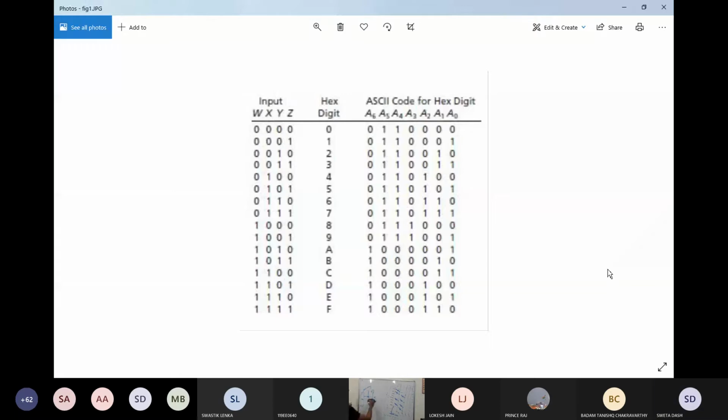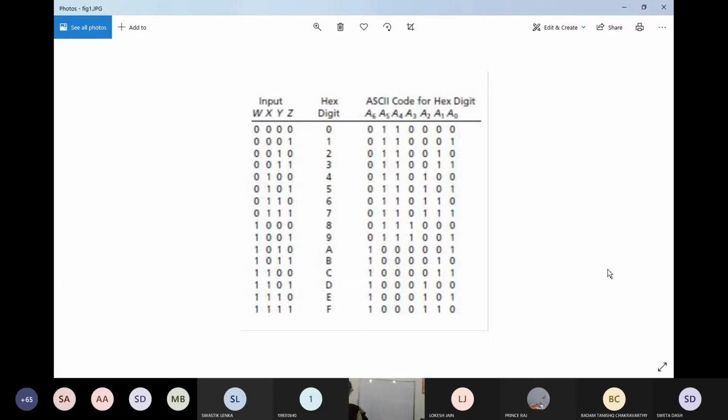Yes, ma'am. Okay, so what exactly is happening there? It is information given to you prior. It is a task having 4 inputs, there is a hex equivalent of that, and then A0 to A6, some ASCII code is given, but this information is provided to you. The task is to design a ROM. Since that information is already given to us, our task is only to design a ROM.